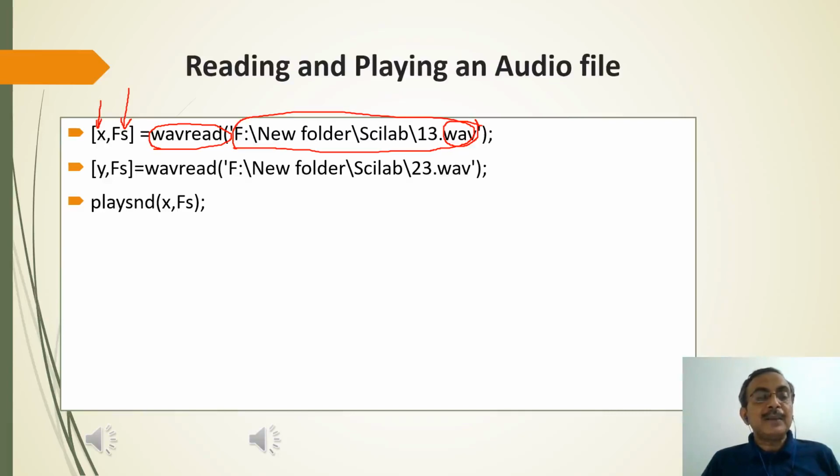Play sound is the command which is used to play those sounds. So we have to specify X, that is the sample values that we want to play, and the rate at which it is to be played, the sampling frequency Fs. Since the two files have been sampled at the same rate, I have taken Fs to be the same. Otherwise, in general, it should be different values.